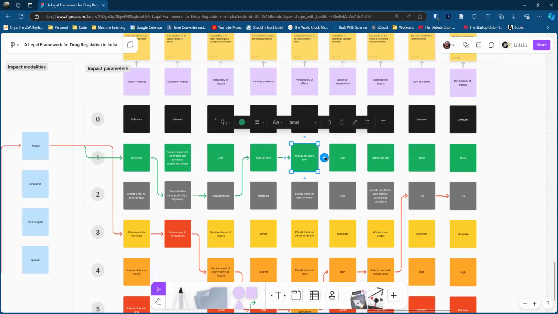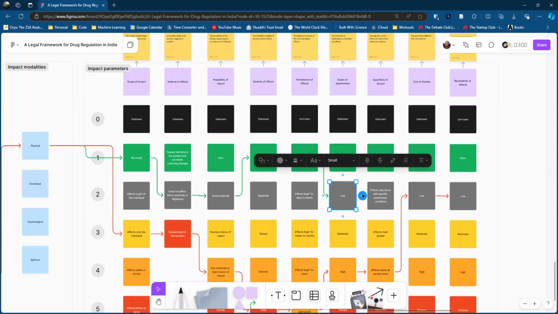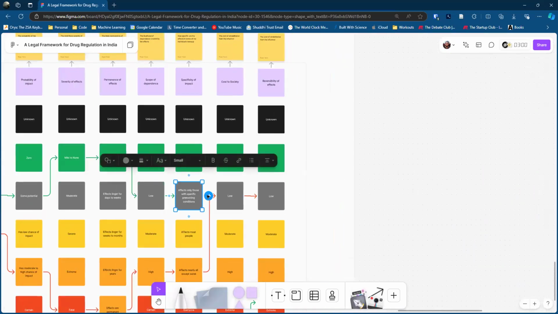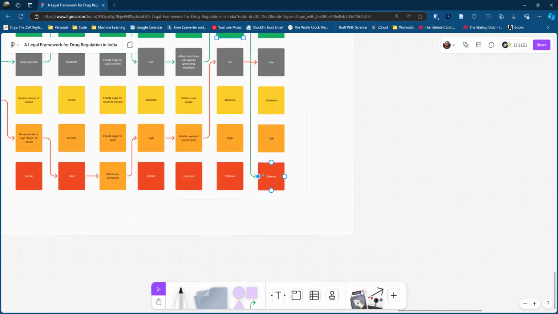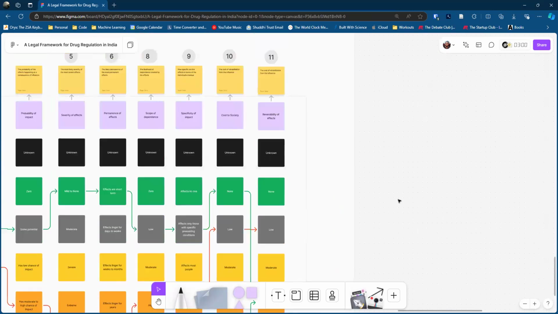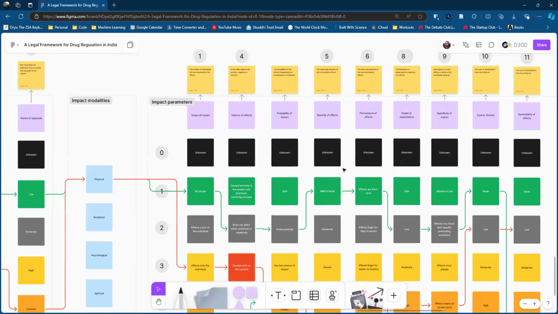Scope of dependence is low. Specificity of impact is that it affects only those specific pre-existing conditions. And then cost to society, I would say none. And reversibility of effects is high. It's extremely reversible.